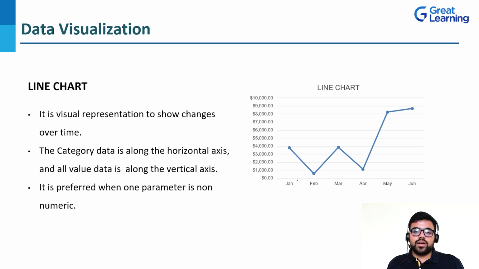So each categories are along horizontal and the value is over vertical. So this is the most favored method to do, because otherwise if you do vice versa in line chart, it would not make sense, right? So it is also preferred when one parameter is non-numeric, which is the horizontal one, and the other one is numeric, the vertical one, right? Now let's look at these examples in Excel.